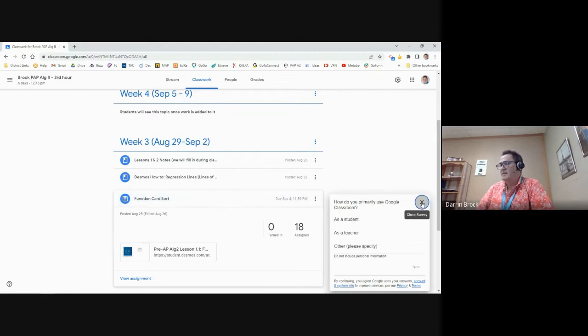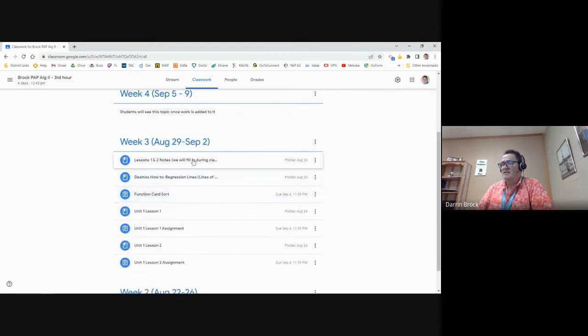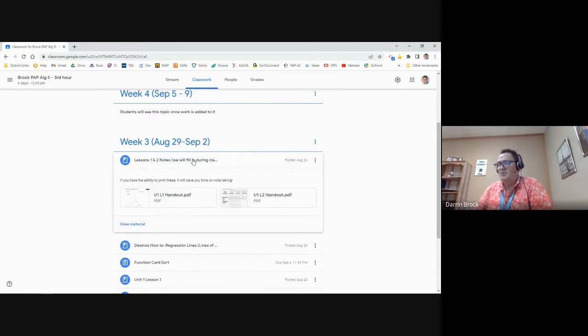So, all right, lessons 1 and 2 notes right here. Like I say, if you can print those out, it will save you time. But otherwise, you should have some pencil and paper. Hello, Cora. So you need some pencil and paper to take notes if you don't have a printer available to print those out. But I'm going to go ahead and get started with the lesson 1 handout.